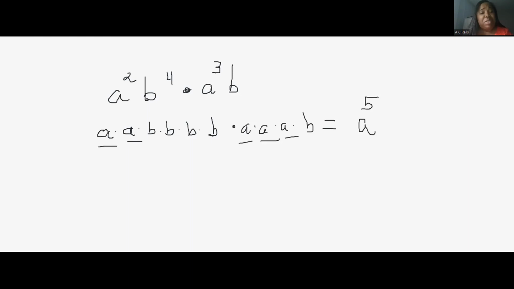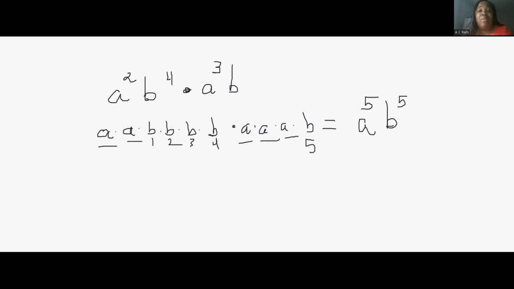Well, how many times do you see b? We see b 1, 2, 3, 4, 5 times. So we also have b to the fifth power. So the exponential form of all of that combined or simplified would be a to the fifth power, b to the fifth power. So why is this correct? Why does it work out that way? What would be the shortened way of actually doing this without expanding?